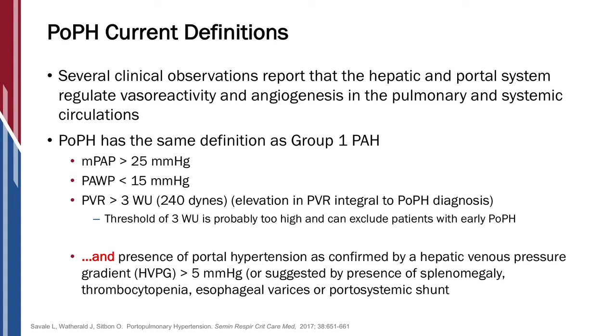So the hemodynamic characteristics of this condition are very similar to all the other forms of pulmonary arterial hypertension, but we do require that patients have portal hypertension. We can see that by looking at the patient clinically: they have signs, symptoms, and imaging consistent with portal hypertension, or we can look at the hepatic venous pressure gradient and prove it that way, which is an invasive way to test for portal hypertension.